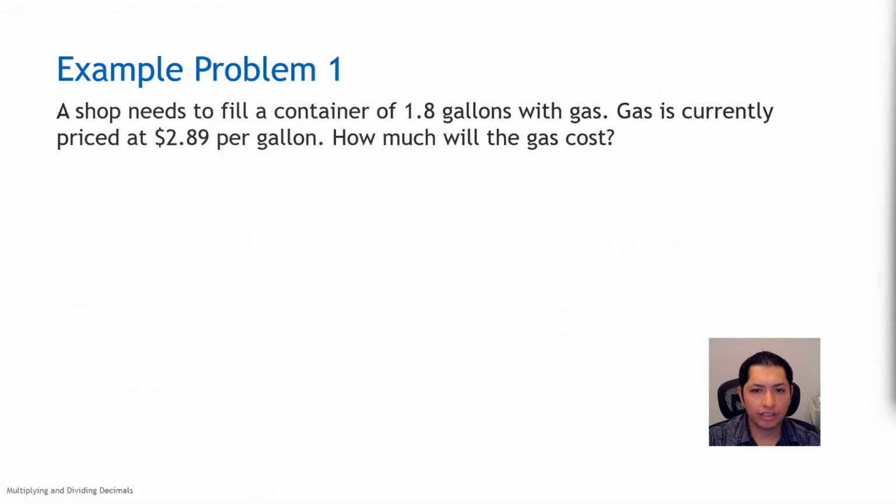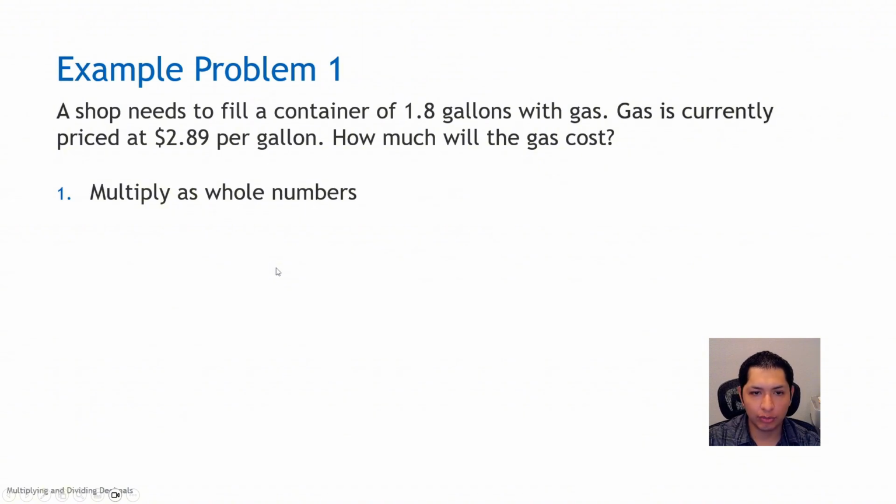A shop needs to fill a container of 1.8 gallons with gas. Gas is currently priced at $2.89 per gallon. How much will the gas cost? So this is simply a multiplication of two decimal numbers. First, you are going to multiply these numbers as if they were whole numbers. So you ignore the decimal point and you are simply multiplying 289 by 18. When you solve that, you get an answer of 5,202.